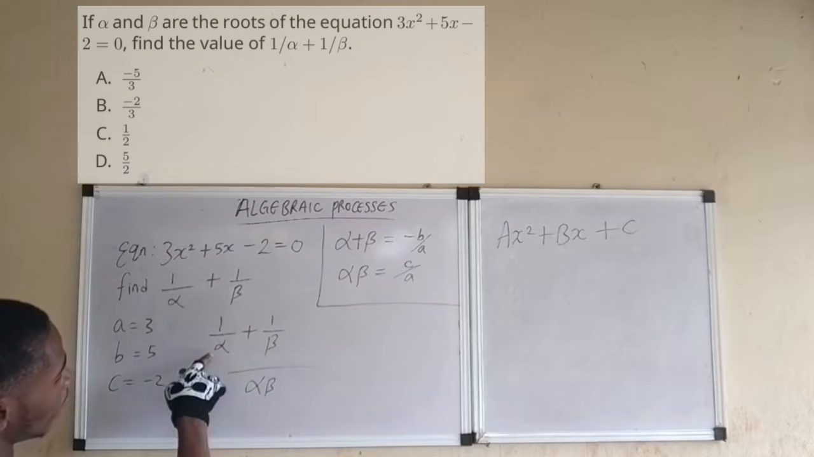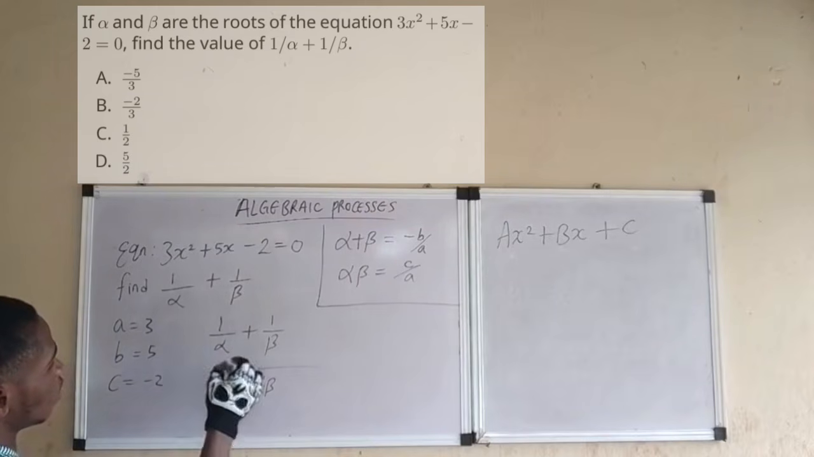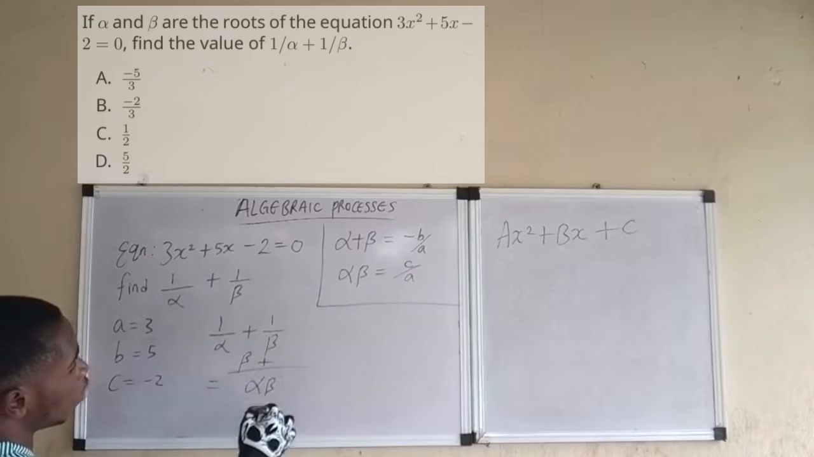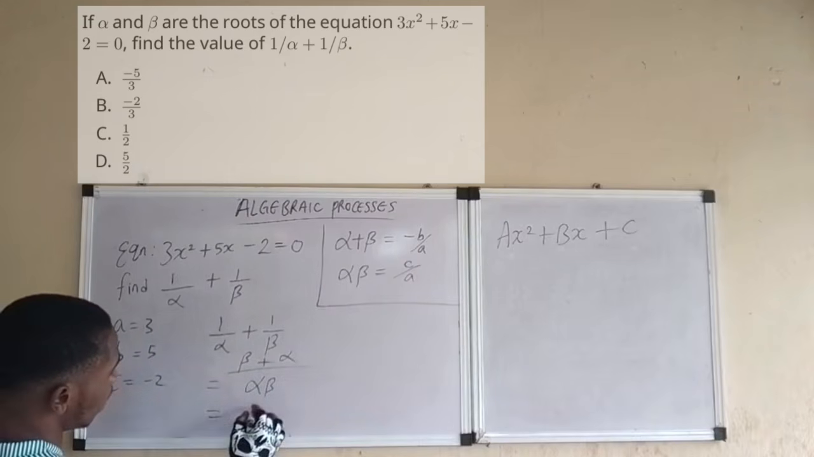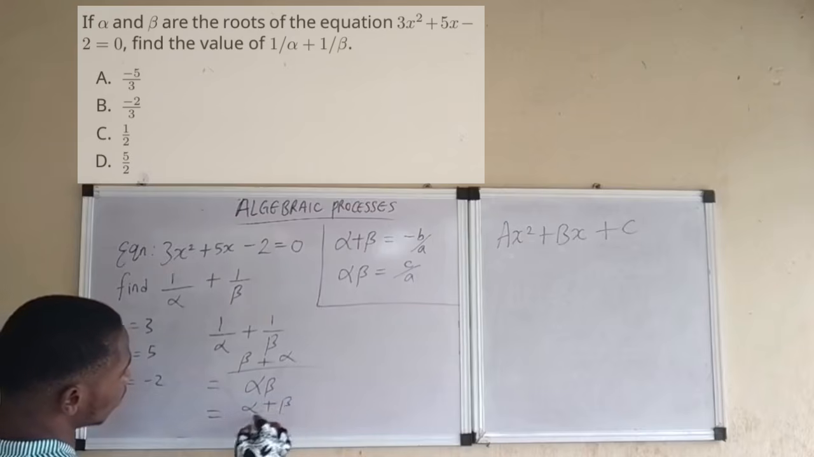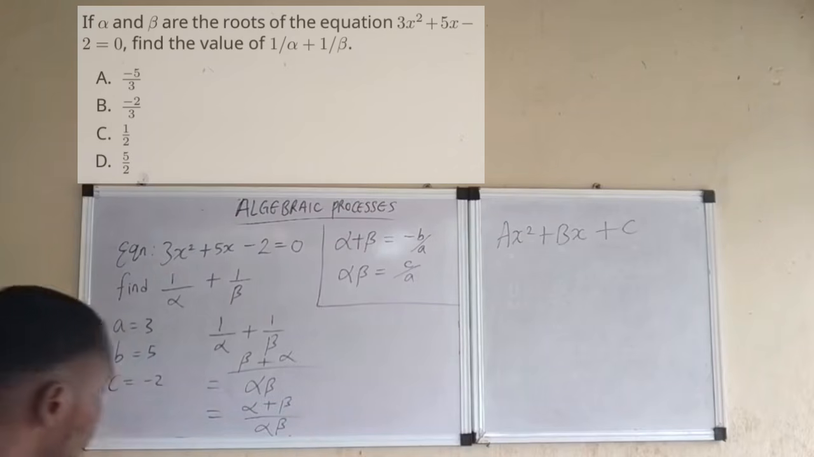Now, you divide alpha beta by this denominator, we are left with beta. So, beta times 1 gives us beta. Plus, here, we are left with alpha. Do you understand? So, we are left with what? Alpha plus beta over alpha beta. This is just simply your normal LCM stuff.